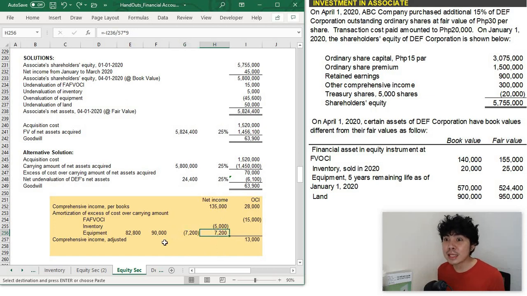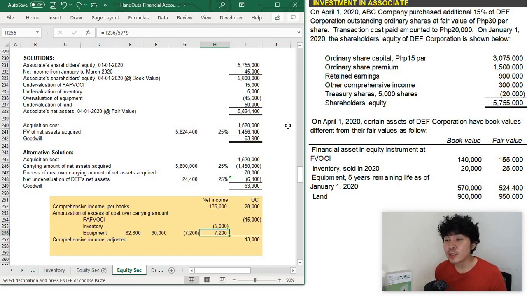So, ngayon, punta tayo sa last asset na may difference ang book value at fair value. Yun yung land. Ang land natin naman is undervalued by 50,000 pesos. So, paano to i-amortize ang land? Hindi naman siya depreciable asset. So, kung hindi depreciable asset ang land, kailan siya i-amortize?